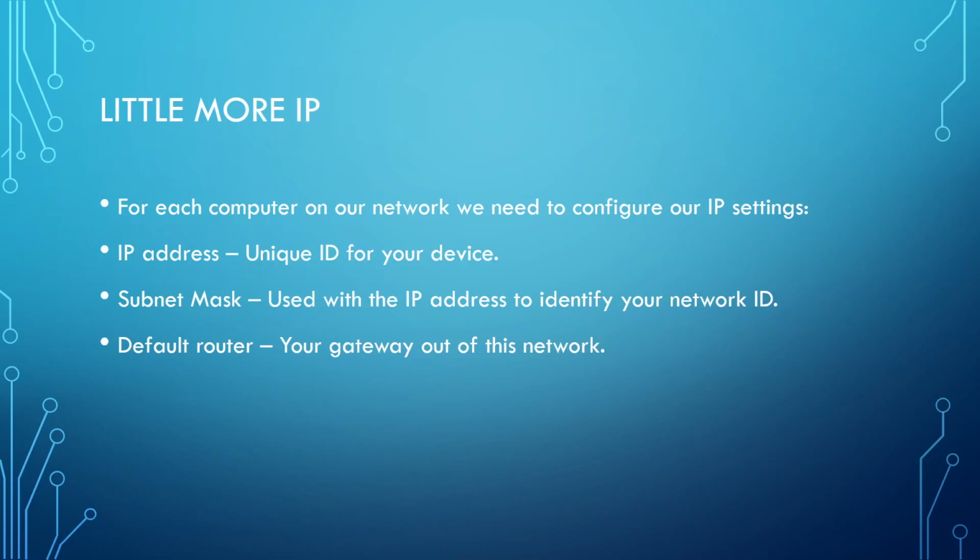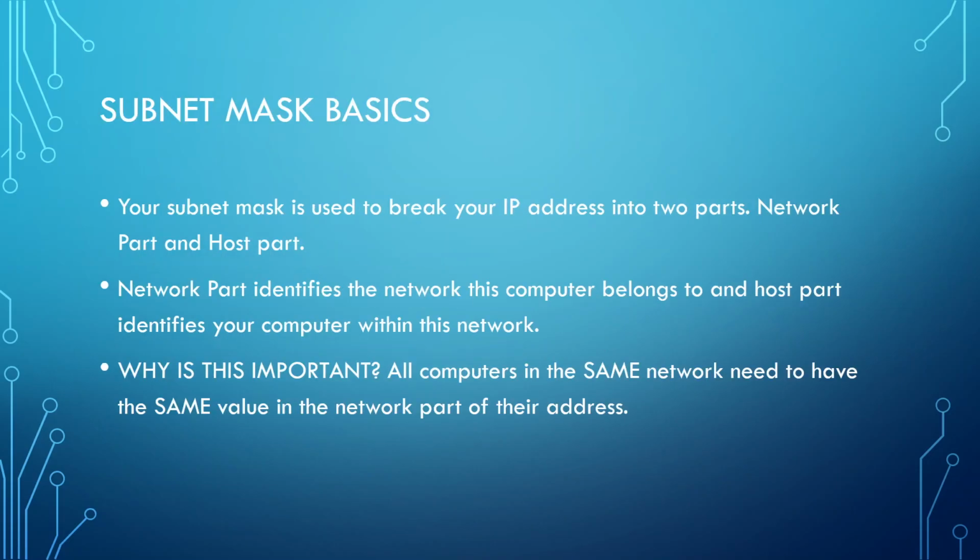For each computer on our network, we need to configure our IP settings. So there are 3 main IP settings that we configure. The IP address, which is the unique ID for your device. The subnet mask is used with the IP address to identify your network ID, and the default router, your gateway out of this network. So in this case, the default router is going to be the router on your network, and you can use that router to reach networks outside of your network.